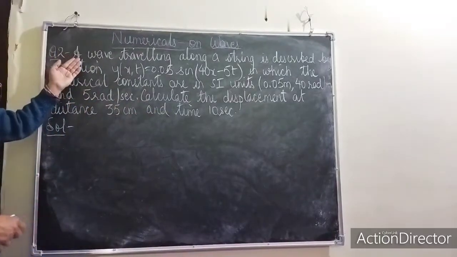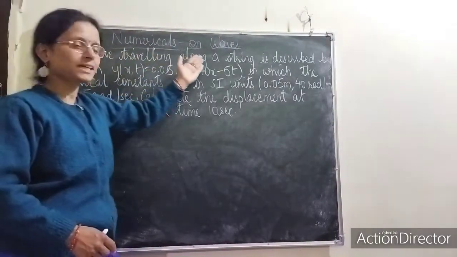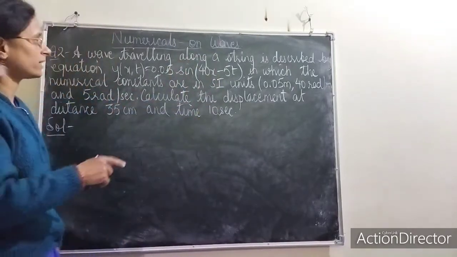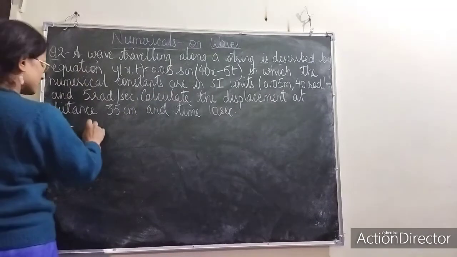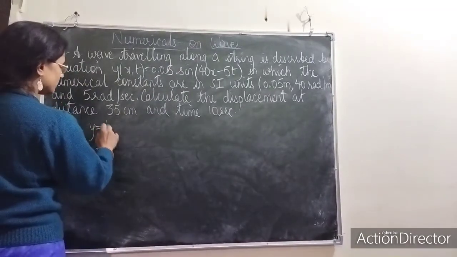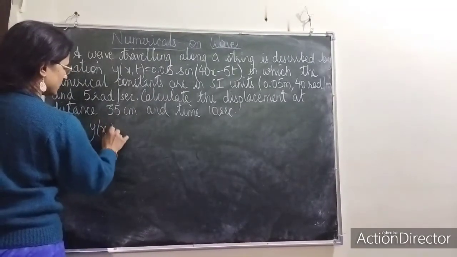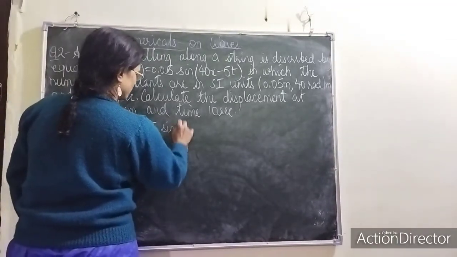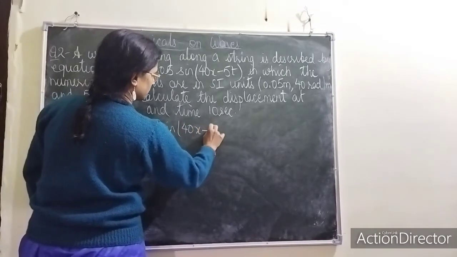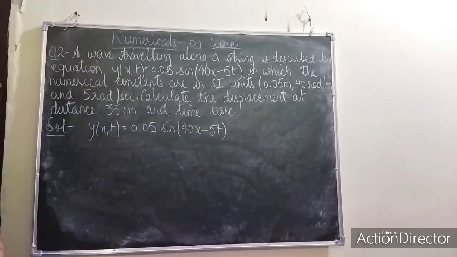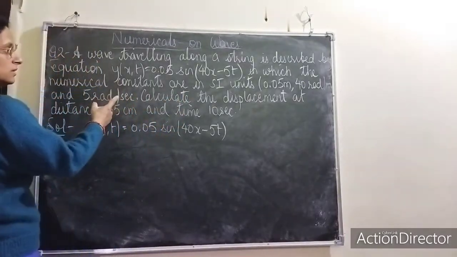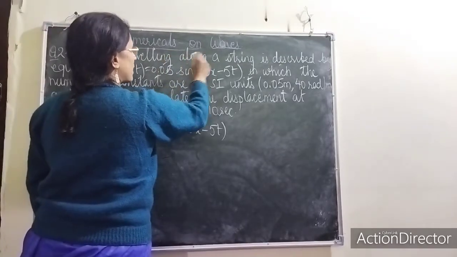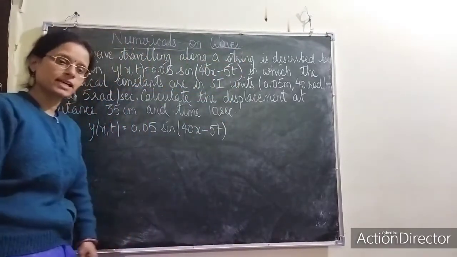Now we will see another question. A wave traveling along a string. So we have a string and a wave is traveling along it. The displacement of the wave is described by the equation 0.05 sine (40x minus 5t), in which the numerical constants are in SI units. So here all the values are in SI units.